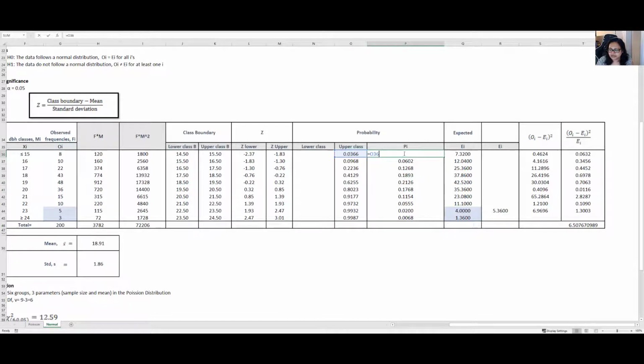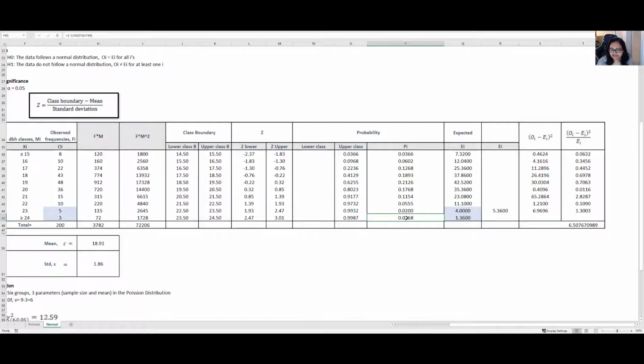So I use the same value we have in the upper class, but for the next one, all you need to do is subtract the previous one from the next one. That's how I found it. You can see 0.4129, the probability I found, minus 0.2236, because we are trying to find the probability in between these two intervals. That means within these two values, what would be the probability.